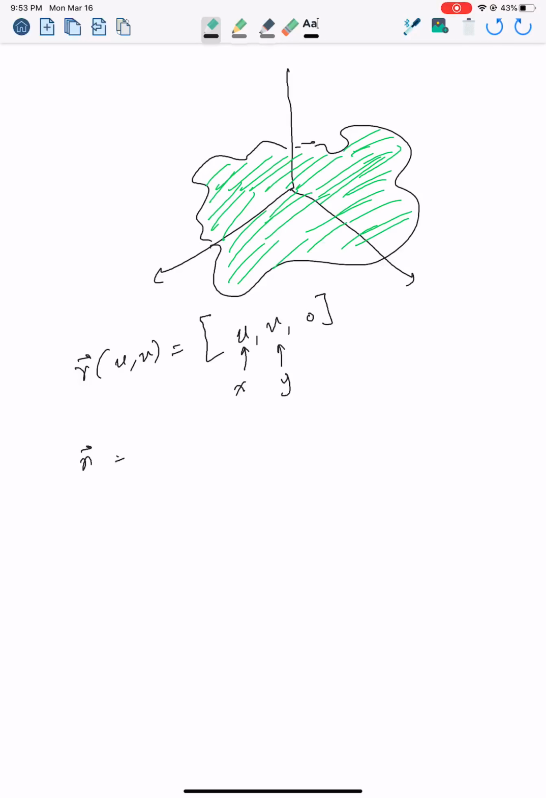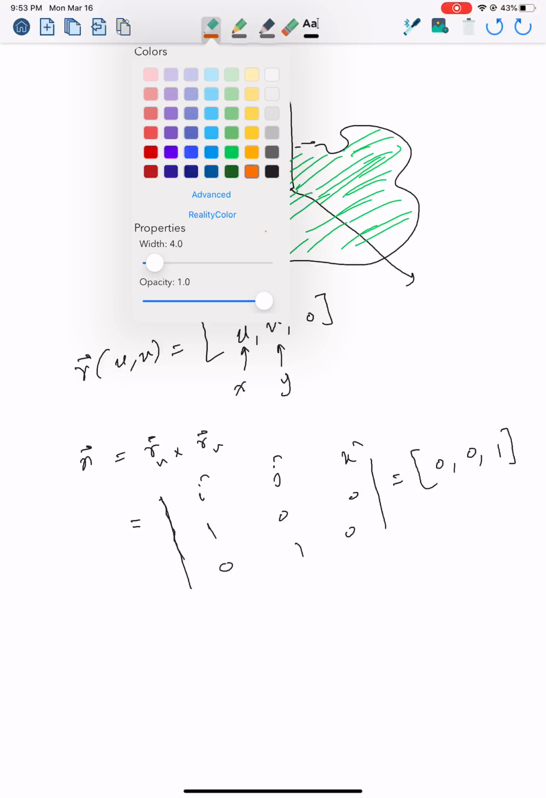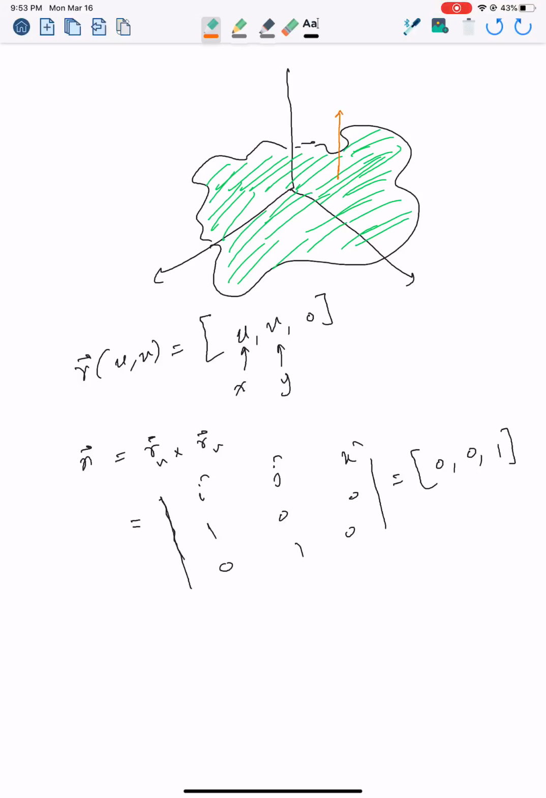What about the normal vector? The normal vector is r sub u cross r sub v. What is that? This is i, j, k. R sub u is 1, 0, 0. R sub v is 0, 1, 0. And if you agree, this is 0, 0, 1. So what we've got is that the normal vector is 0, 0, 1. It's the upward normal vector.